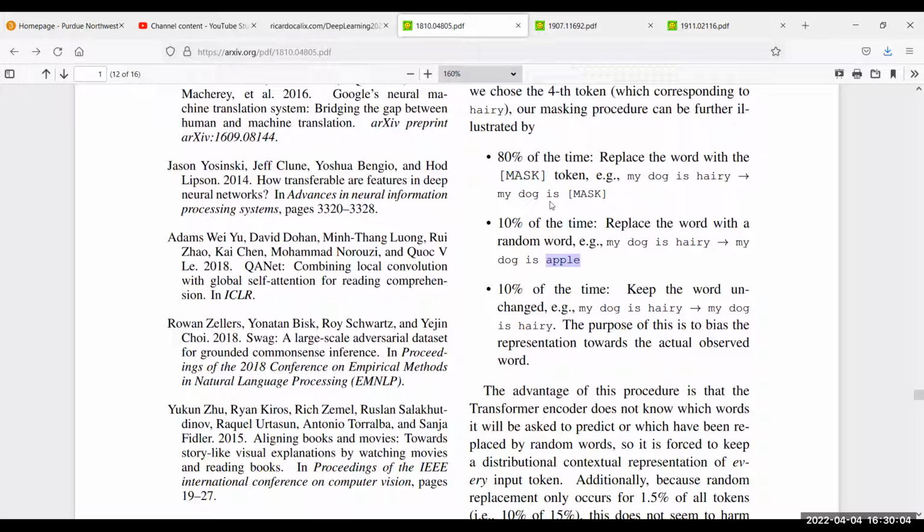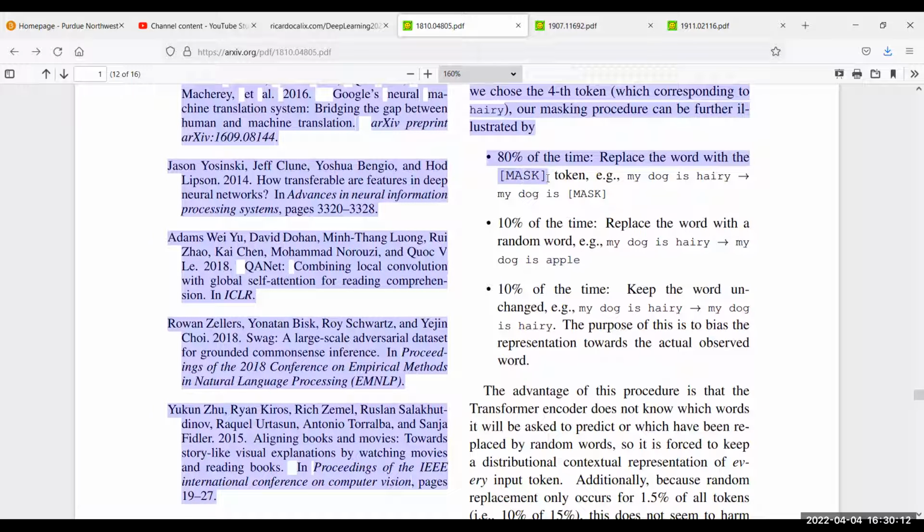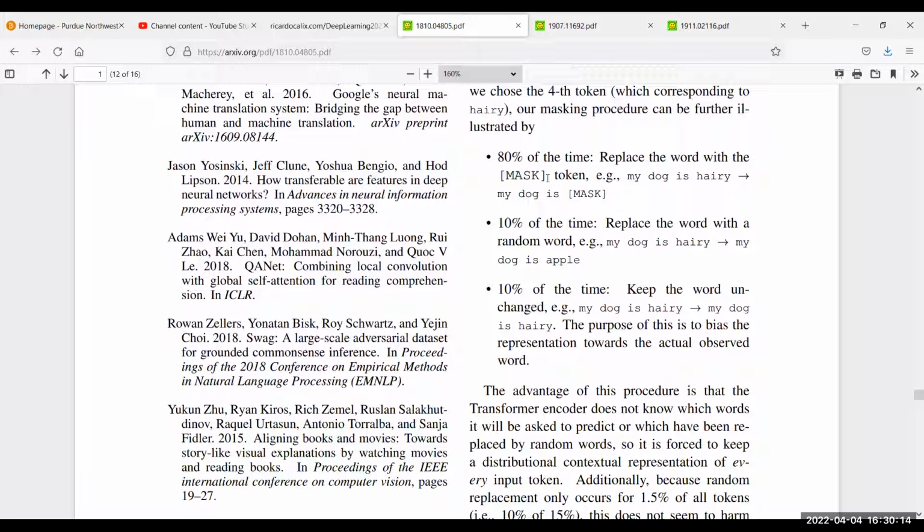So they take the sentences, 15% of them get chosen for this procedure, but not all of them get the word mask, and then you have to predict the word. Instead, some of them don't get the token mask. They get another word, or keep the word. And according to them, the purpose of this is to bias the representation towards the actual observed word. If you think about it, in the majority of the cases it's going to be a mask token, but sometimes it's a randomly selected token, or they just leave the word.